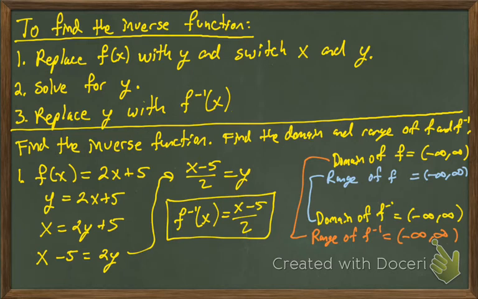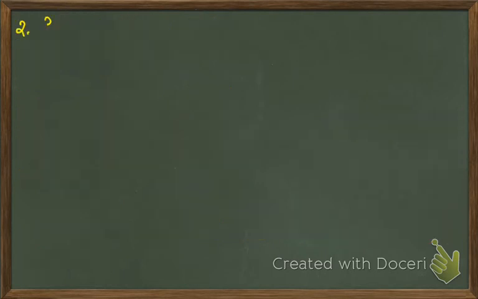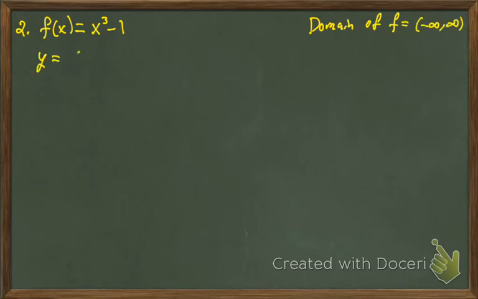Okay, so there's a real basic example. We're going to do a slightly more difficult one, and then maybe a little bit of a challenging problem. Same instructions. We're going to find the inverse function, and then we'll find the domain and the range of f and f inverse. So this time we're going to look at f of x is equal to x cubed minus 1. That does not have any denominators or square roots, so the domain is going to be all real numbers, negative infinity to infinity. We're going to replace f(x) with y, and then we're going to switch x and y.